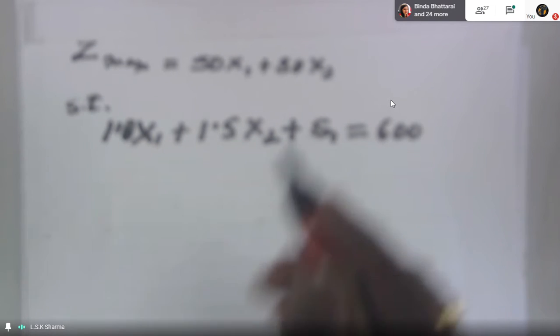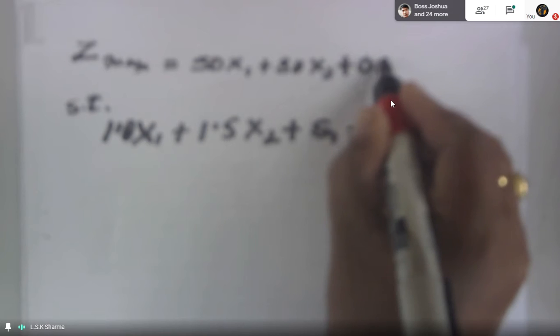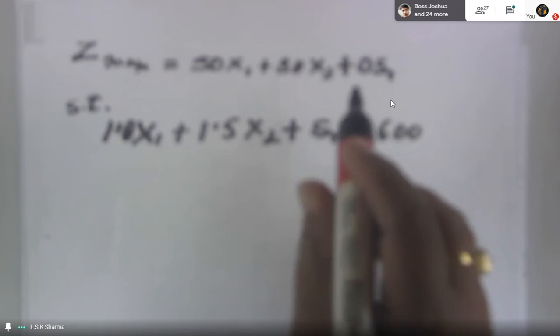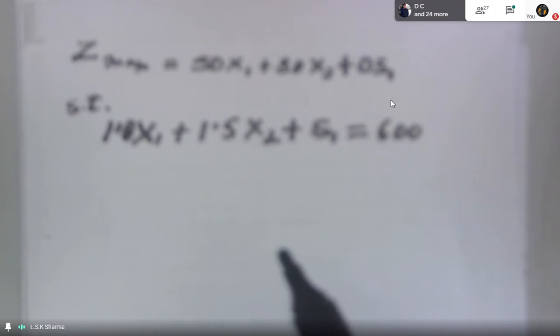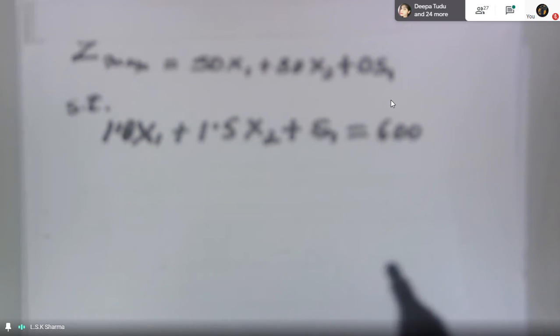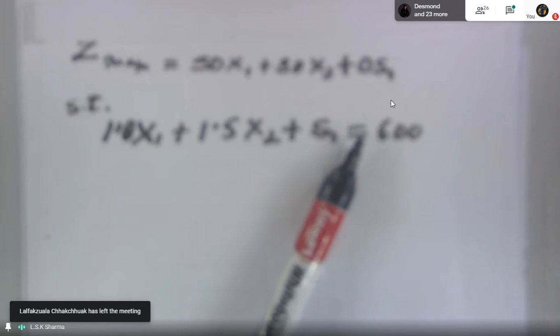But this number is a very small one, so to make it 0, I add here 0 S1. When 0 multiplies into S1, it becomes 0. This S1 is a very, very small number, a minute number like 0.000 something. So when you multiply by 0, it becomes 0.